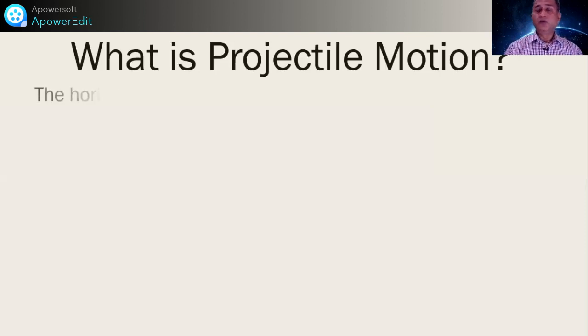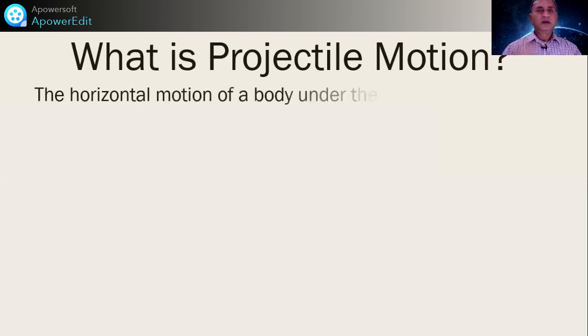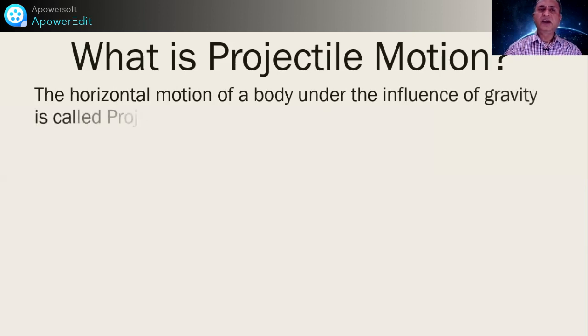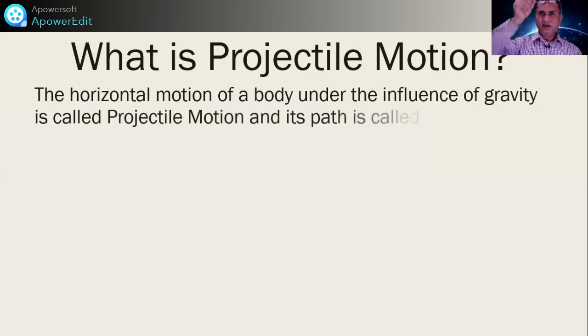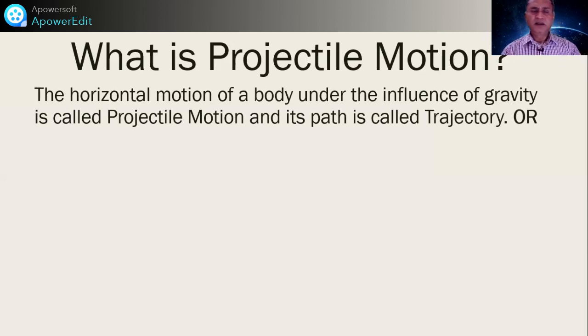Okay, so how can we define this? We can define this: the horizontal motion of a body under the influence of gravity is called projectile motion. Okay, this is simply horizontal motion. This is simply vertical motion. If you throw something like this, then this is projectile motion.